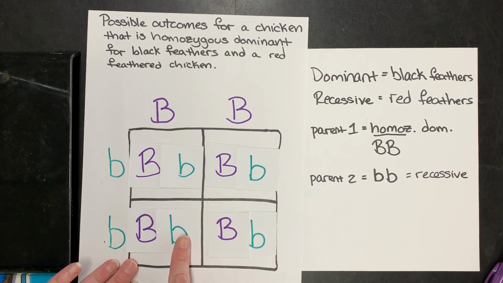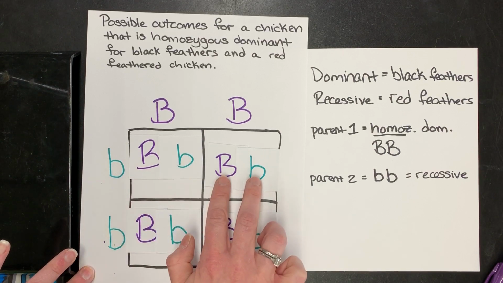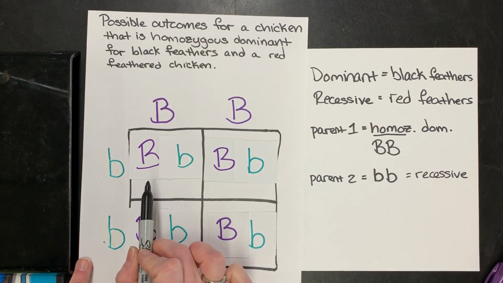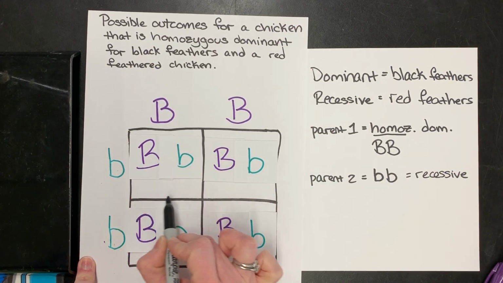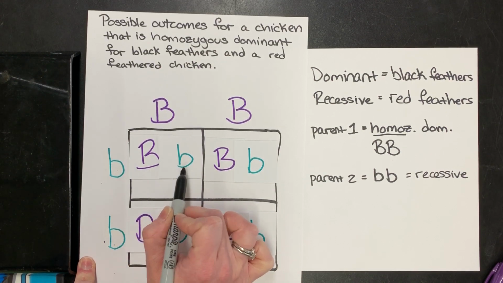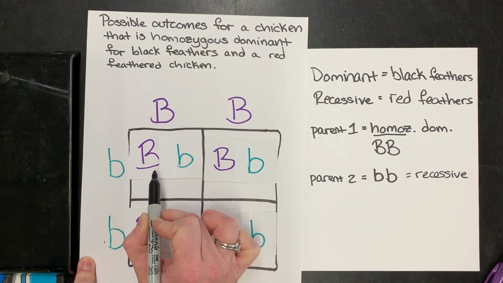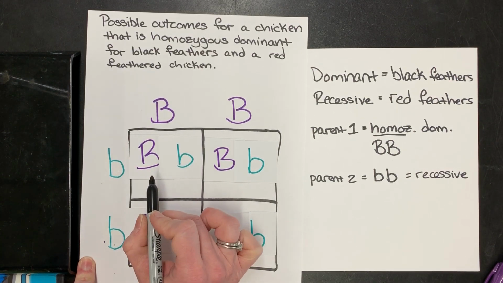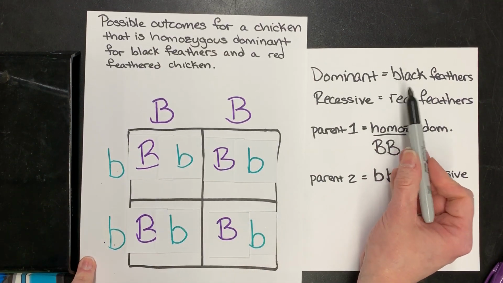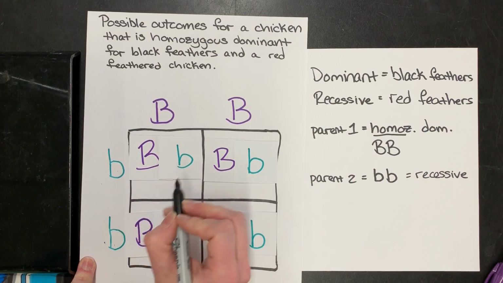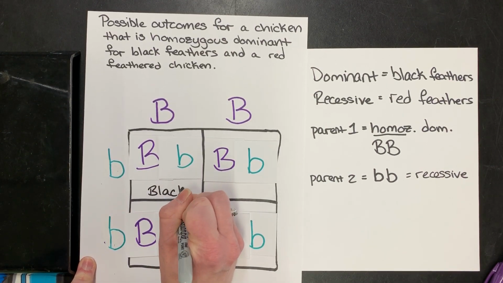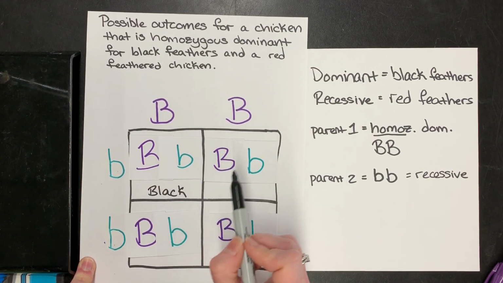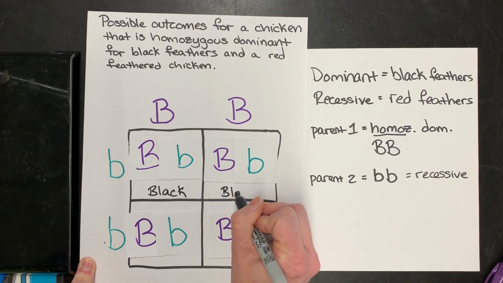Okay, so now we're just going to look at our phenotypes for each one of these chickens. So for this chicken, this one offspring, has a big B and a little b for its genotype. As long as there's a capital letter present, it's going to show the dominant trait. We know that the dominant trait is black feathers. So we have big B, little b. This one's going to be black. Look at this one. This is a big B, little b. There's a capital letter present, so this offspring will be black.